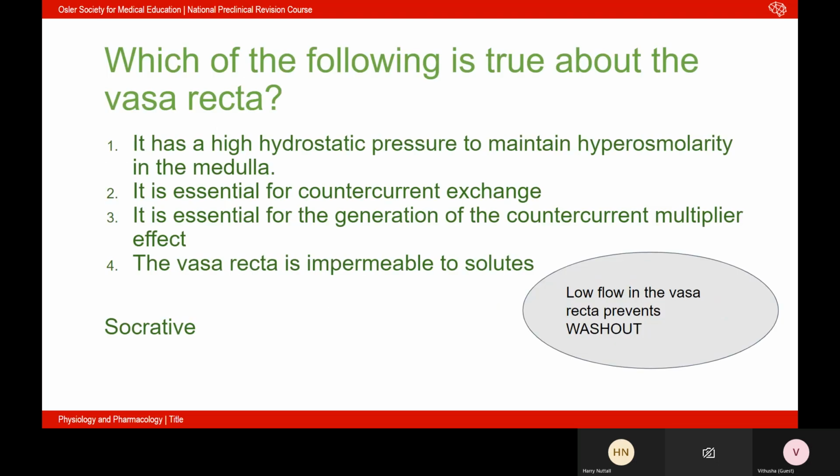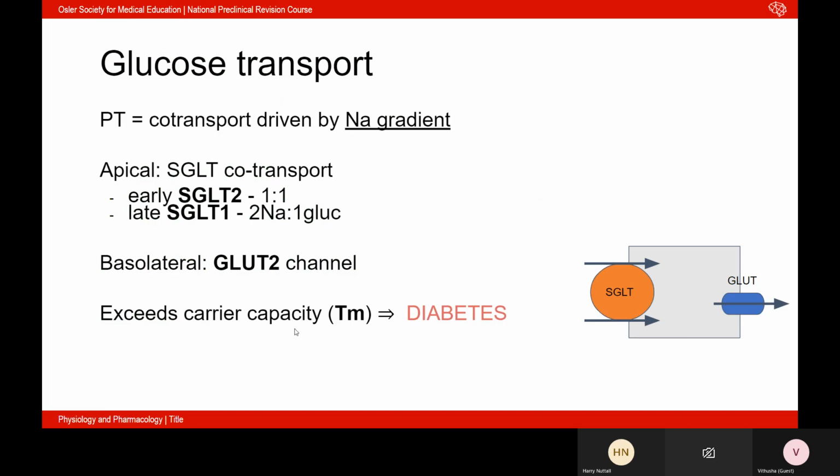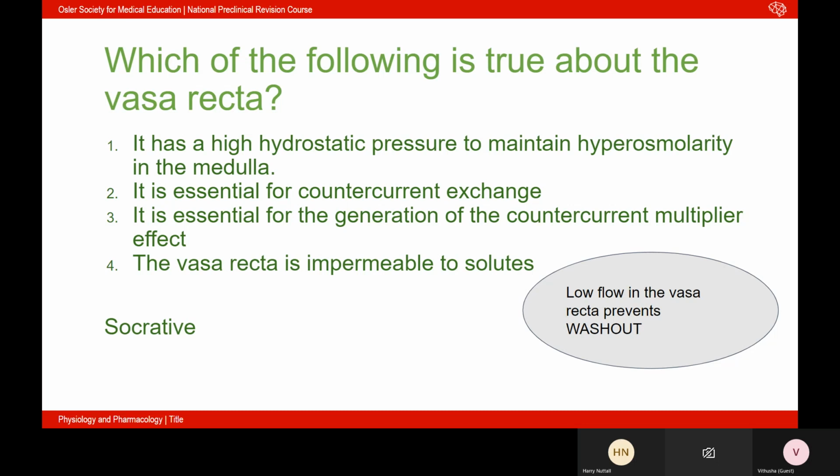Okay. So next question. Now that we've covered clearance and glucose transport, what would the clearance of glucose be in a non-diabetic individual? So in the healthy state. Perfect. Yeah, it is 0, because you wouldn't be expecting to have any glucose in the urine. So yeah, moving on. Now we're going to move on to the loop of Henle.